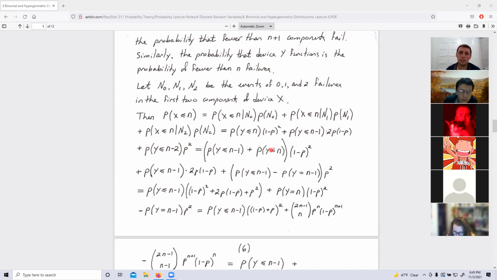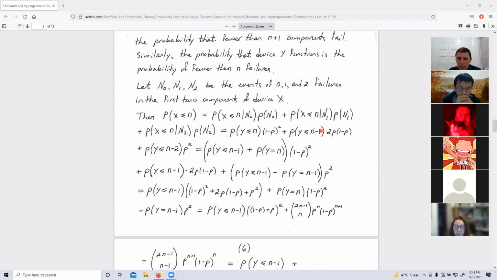Okay, yes, I split it where y is equal to n, sure. So I look at this part, y less than or equal to n. That is the same as the probability of y less than or equal to n minus 1 plus the probability of y equal to n, right? This part I split into those two parts. You can see this.